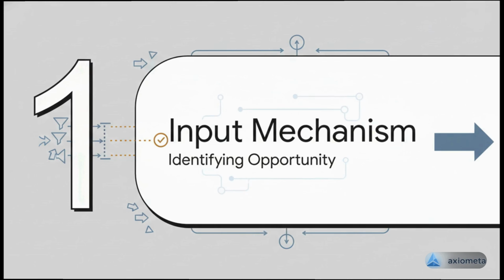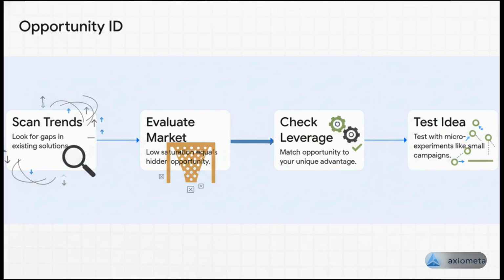So let's begin with the system's input mechanism. This is the process for finding and qualifying potential opportunities before they get fed into the rest of the system. This four-step framework works like a set of sequential filters. Step 1, scanning trends, is what generates the raw inputs.